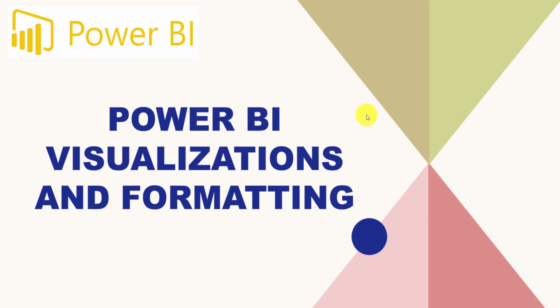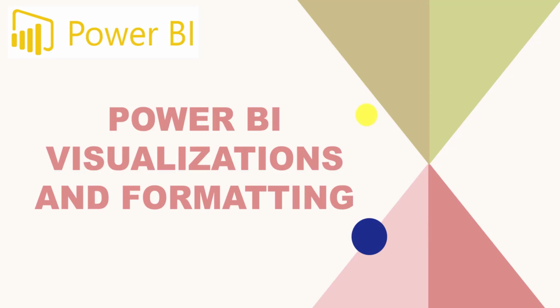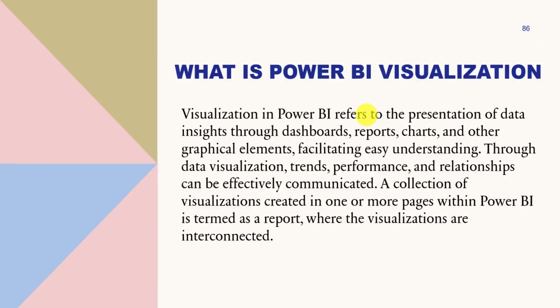Then we will discuss how to access the format section in the visualization pane so we can format the visuals which we are adding to our report. Then we will learn about the analytics pane and how to use these analytics panes to display the different types of dynamic reference line in the visuals. So we will start with the Power BI visualization, then we will move forward to the formatting.